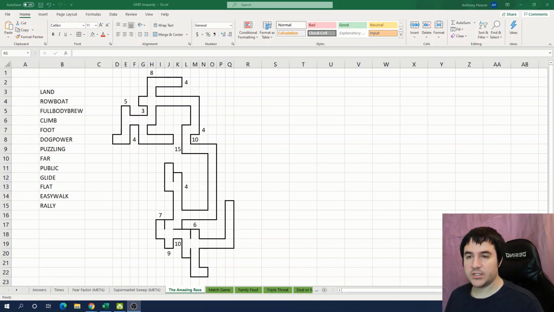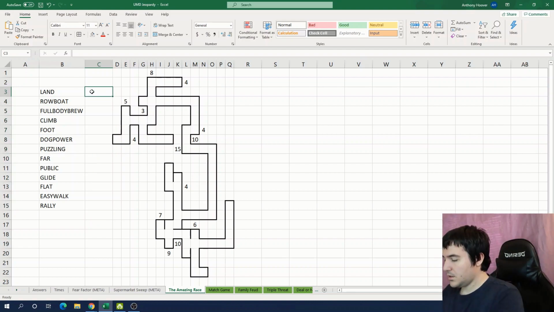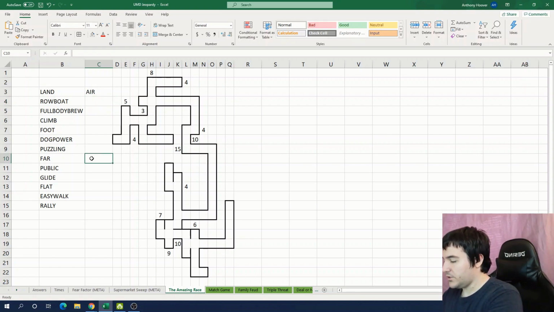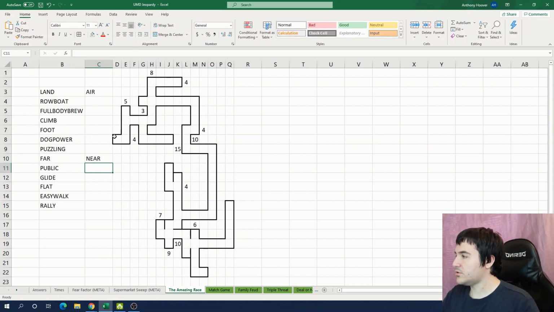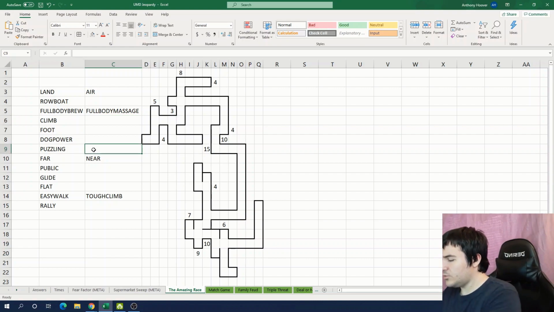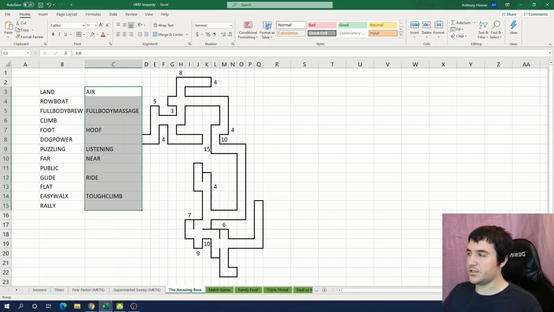Okay, so I've managed to get the entire grid over into my Excel spreadsheet here, and I just have to go through the Wikipedia page and find what the other half of all these detours is. Okay, so the first detour was air or land. The second detour was near or far. Okay, so these don't go in episode order, that's fine. They might be alphabetical. Listening or puzzling? Who would pick listening over puzzling? Yeah, these definitely look like they're alphabetical by the second half of the detour.